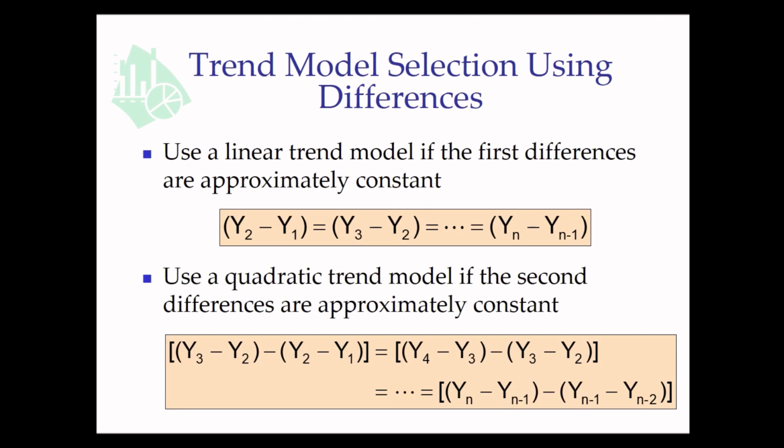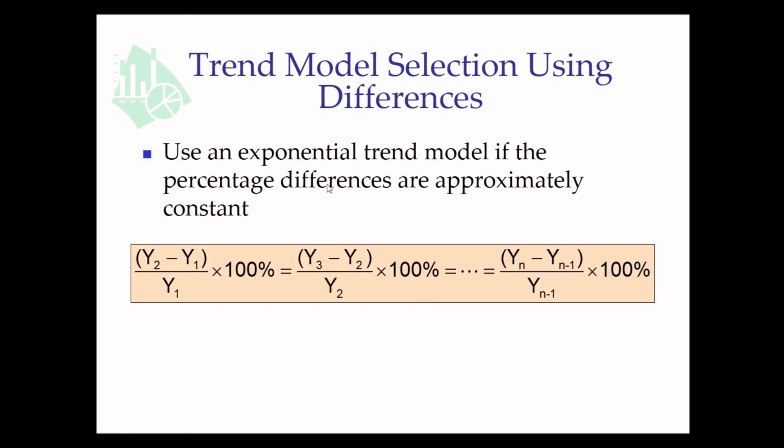We can select a trend model using differences. We use a linear trend model if the first differences are approximately constant, like here. We use a quadratic trend model if the second differences are approximately constant, like in this equation. Finally, we use an exponential trend model if the percentage differences are approximately constant, like we see in this equation.